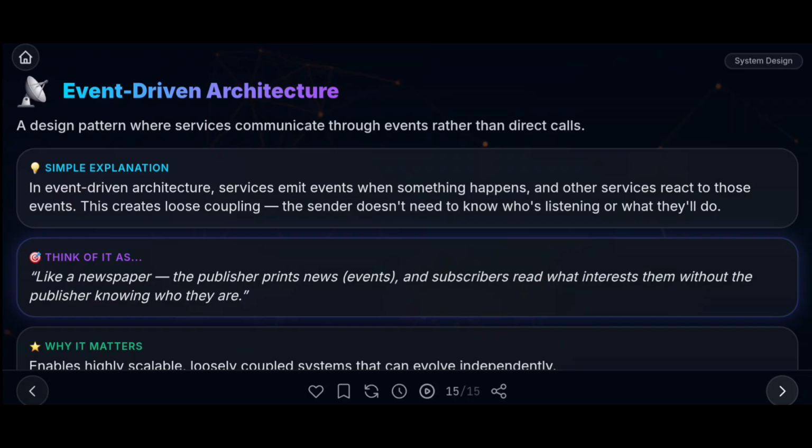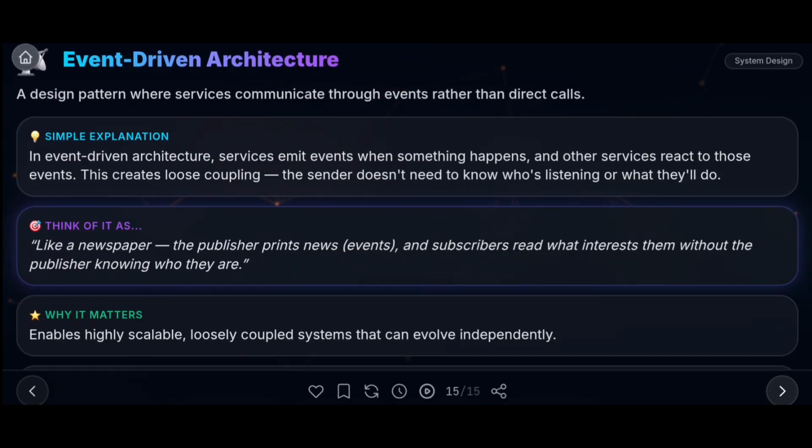The final concept for today's discussion is event-driven architecture. What is event-driven architecture? EDA. A design pattern where services communicate through events rather than direct calls. Simply, in event-driven architecture, services emit events when something happens, and other services react to those events, which creates loose coupling. The sender doesn't need to know who is listening or what they will do.